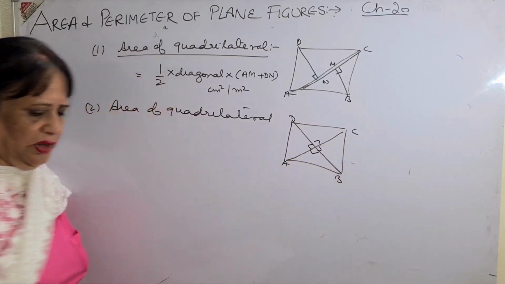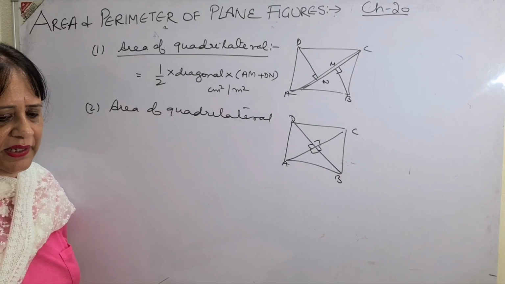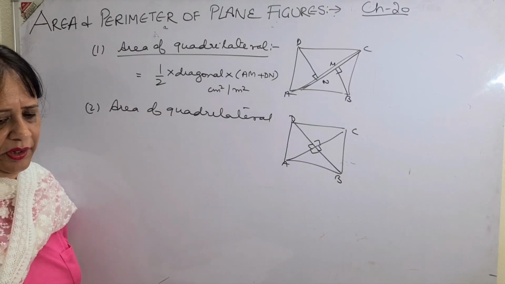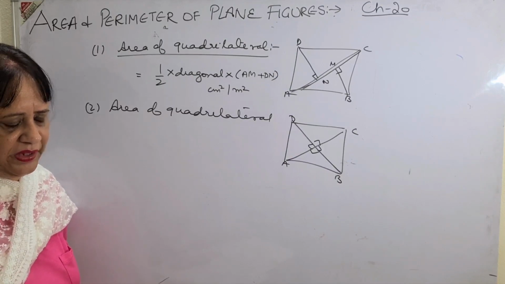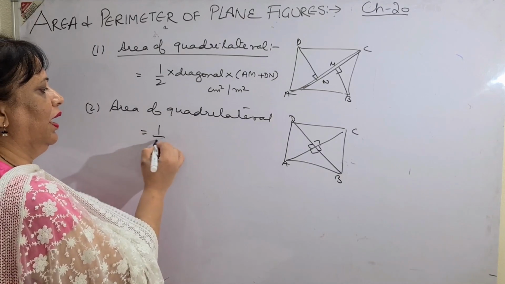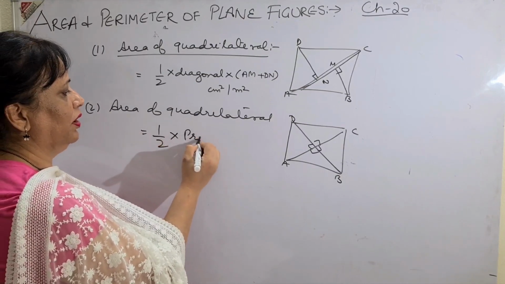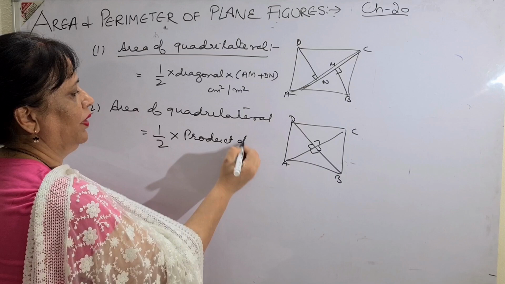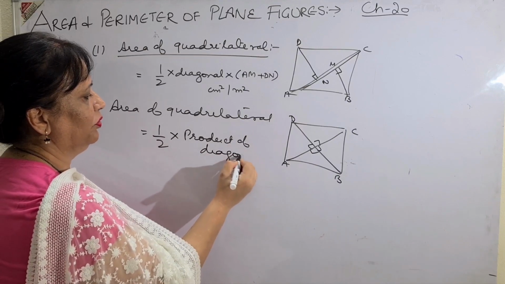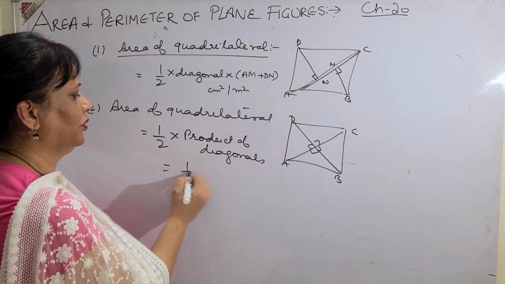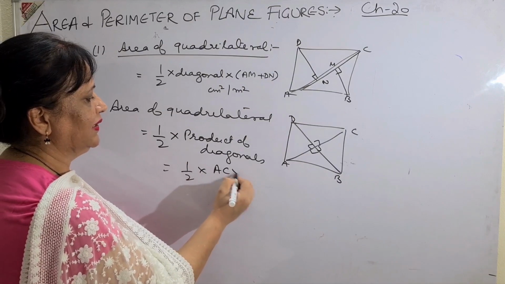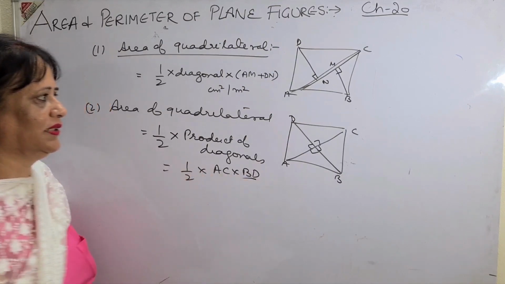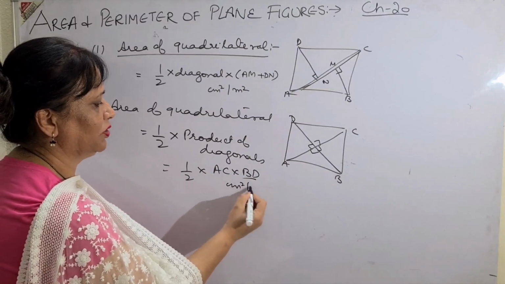So area of quadrilaterals when diagonals cut each other at 90 degrees or at right angles, it is also very easy. Just remember half into product of diagonals. You have to learn these formulas, there is no way out. Half into AC into BD. This is your answer. Again the units are centimeter square and meter square.